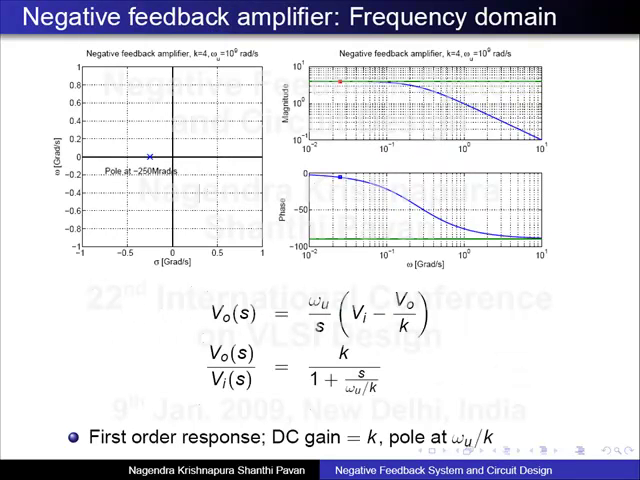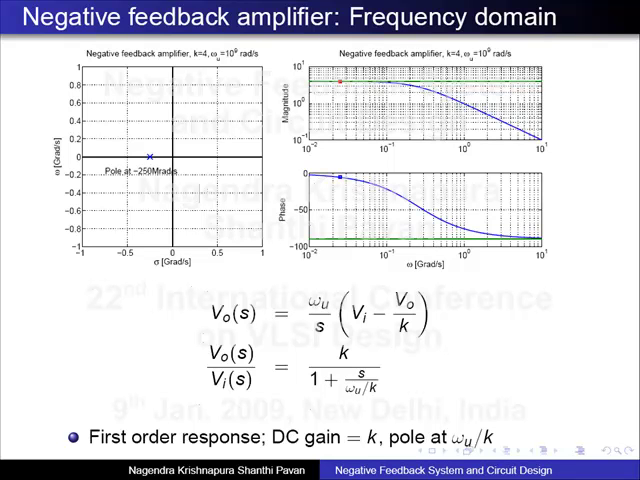Now we analyze the whole negative feedback amplifier in the frequency domain, just like we did it in the time domain. That was useful for constant inputs, and this is useful for sinusoidal inputs. So again, we turn the differential equation into the Laplace domain, and we get omega u by s times (Vi minus V naught by k). And what is the result we have? V naught by Vi turns out to be k divided by 1 plus s by (omega u by k). Okay.